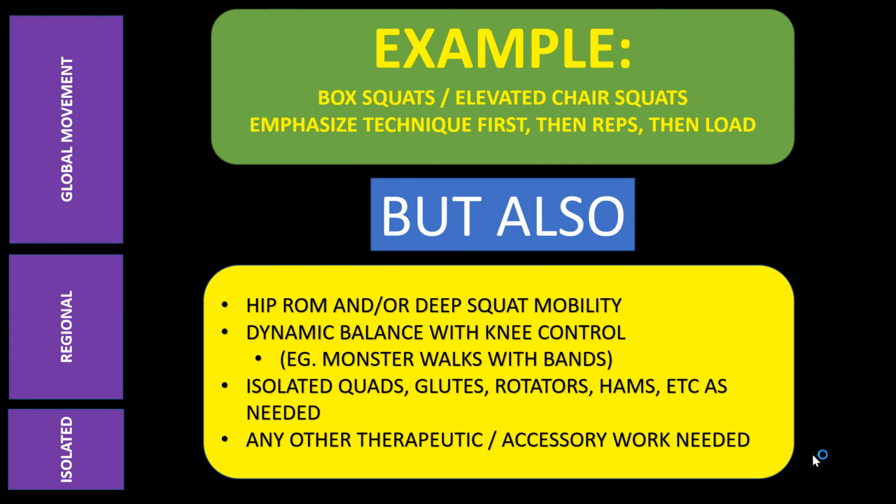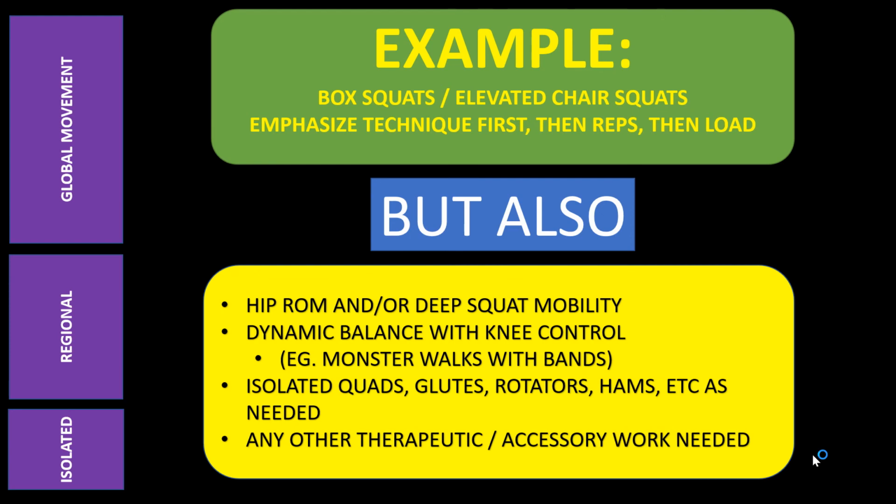So do they need some hip range of motion work or some deep squat mobility work at the same time? Working on dynamic balance with knee control, isolated quad, glute, rotators, hams, whatever isolated muscle work that you think you want to do. Throw in some clamshells if you like. And any other therapeutic or accessory work that you feel is needed can be supplemental to the functional or global level movement patterns, like box squatting or elevated chair squats.